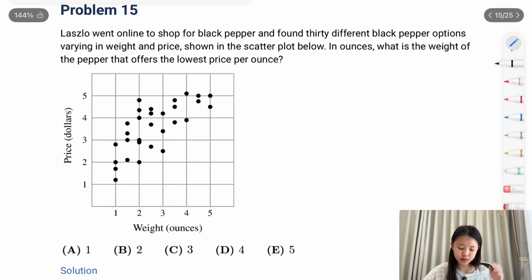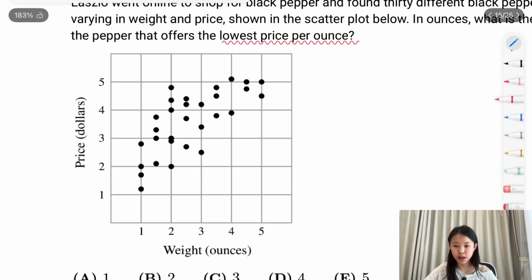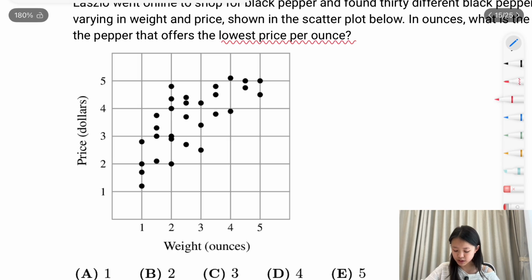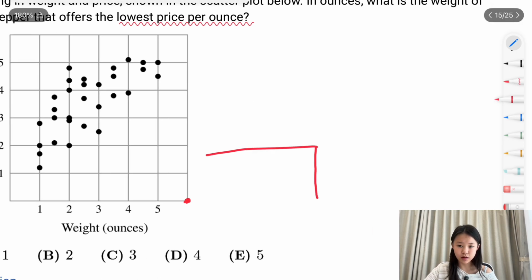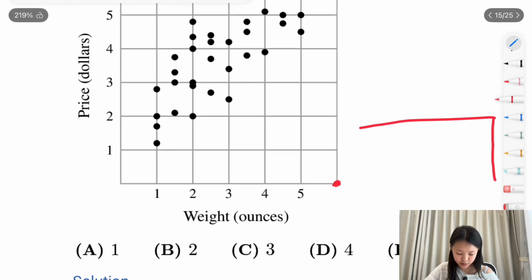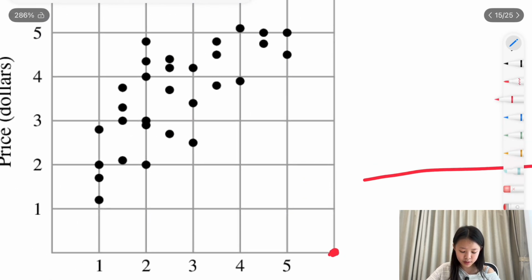Problem 15. Laszlo went online to shop for black pepper and found 30 different black pepper options varying in weight and price. In ounces, what is the weight of the pepper that offers the lowest price per ounce? So to find the lowest price per ounce, ideally we want something right here, which is obviously not appearing on this graph, but what you want is a rectangle where the width is longer than the height. So we can observe here, we have a few candidates. So number 1, you have this one here.